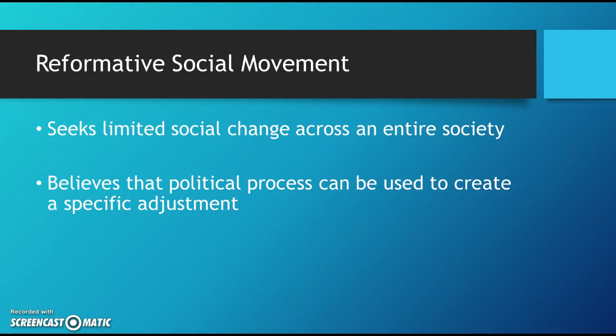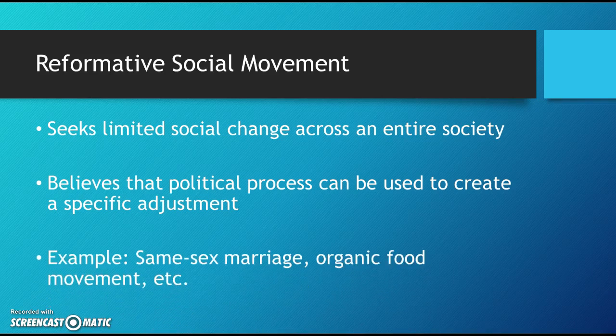Generally, reformative social movements believe that you can use the political process, you can elect the right people to do the right thing, you can pass a law through the courts. They work within the system to make their adjustment. So, for example, the battle over same-sex marriage provided many examples of reformative social movements. There were many social movements out there that wanted to see same-sex marriage passed, and they did so typically through the political process, through the accepted means by which you reform society.